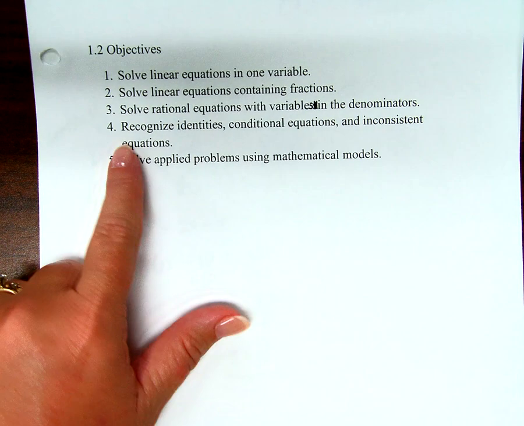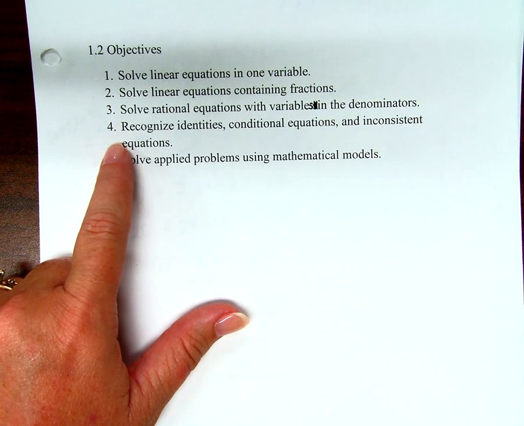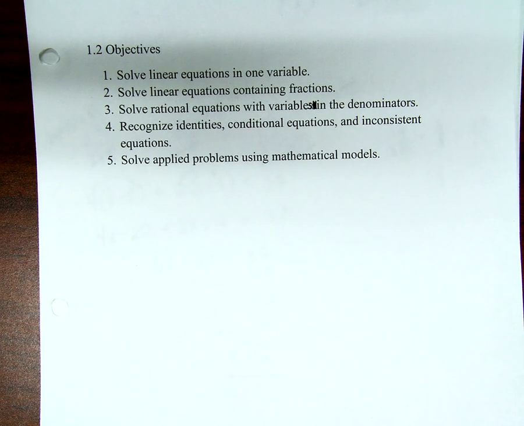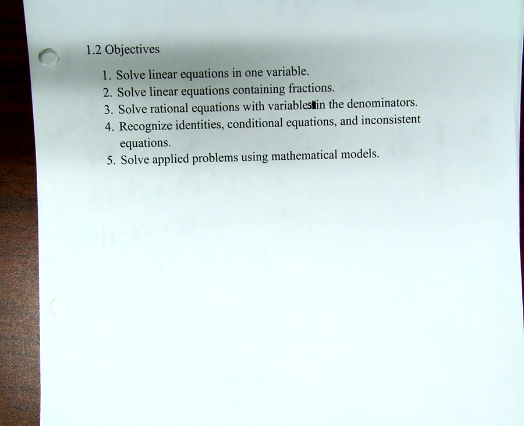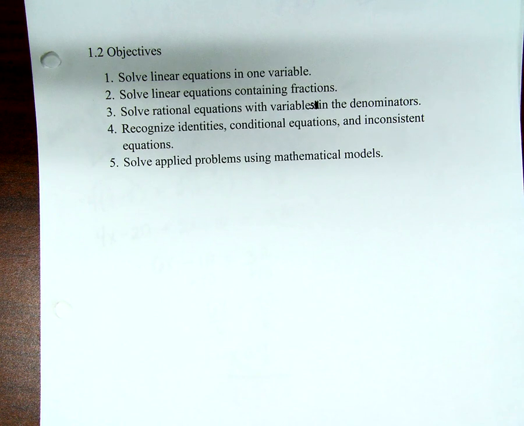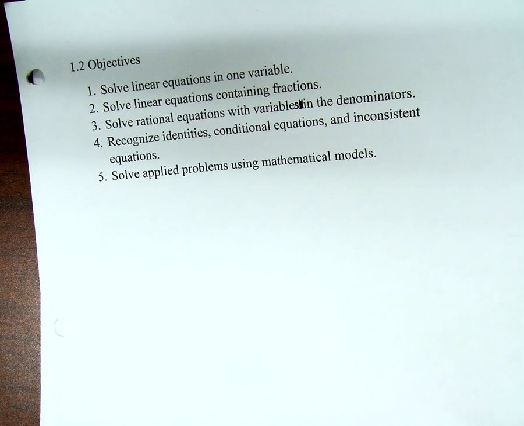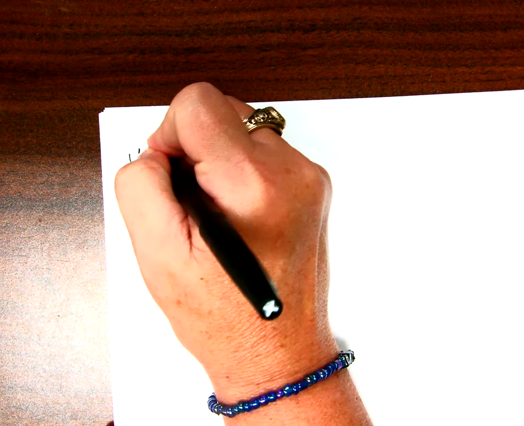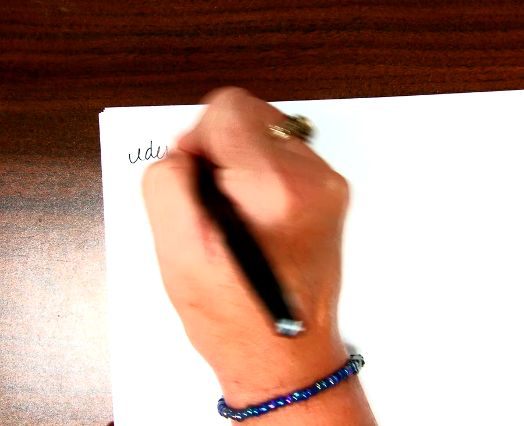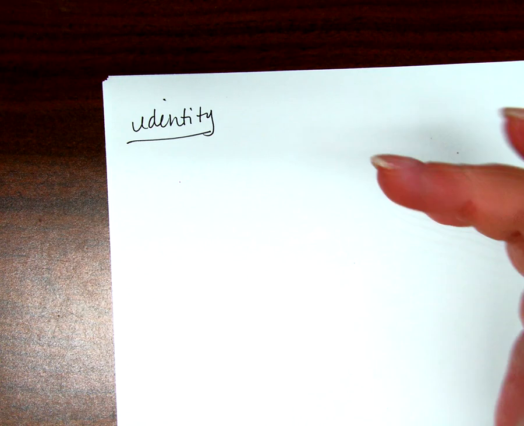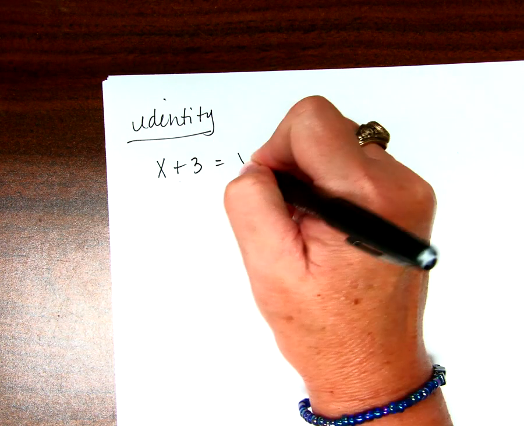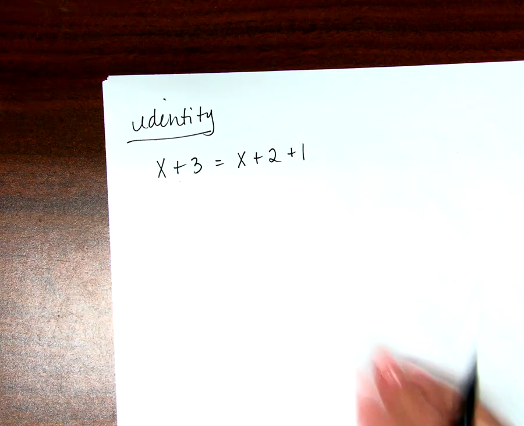Okay. So number 4 is something you have never seen before. You've seen it actually a lot. We just didn't have to talk about definitions of these words. So can I show you what these definitions mean? Okay. We'll start with identity. An identity will look something like this. X plus 3 equals x plus 2 plus 1.